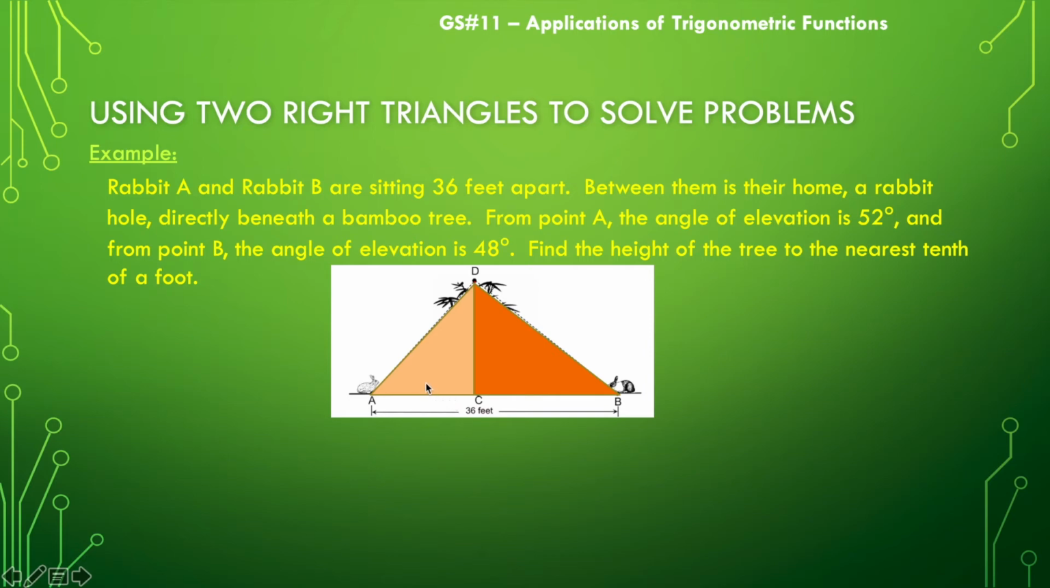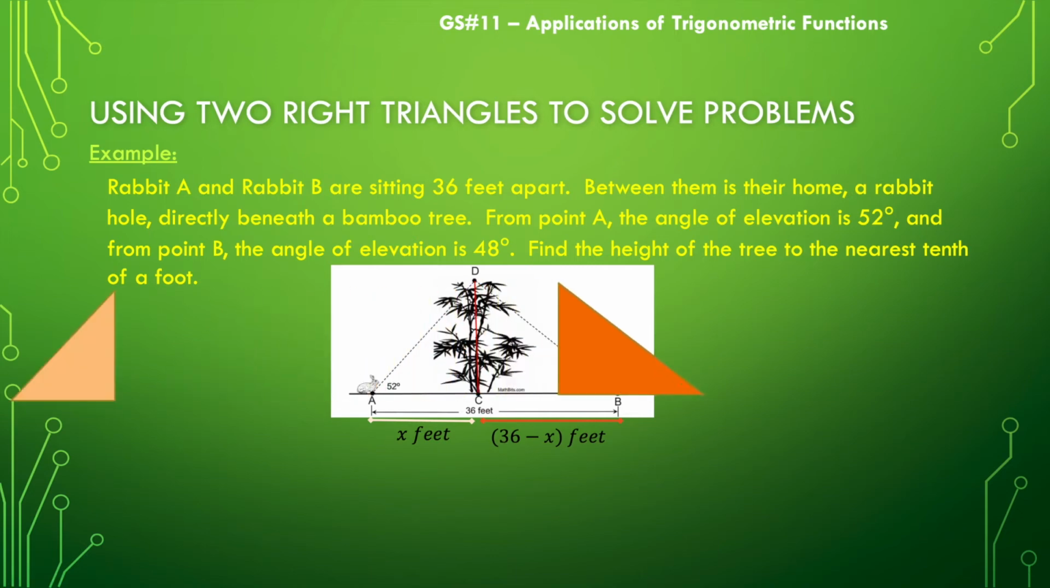And then if this is x, then the bottom leg of this right triangle and the larger triangle will be 36 minus x, because together they would have to equal 36. Okay, so we're going to need to use that relationship. Now let's go ahead and pull our triangles apart and label them a little bit with what we know.